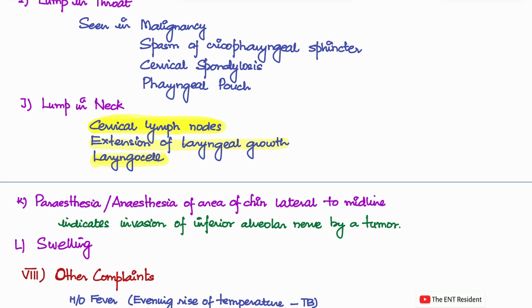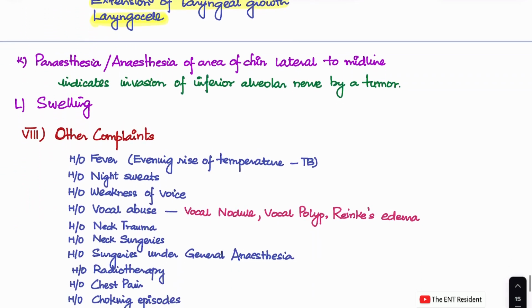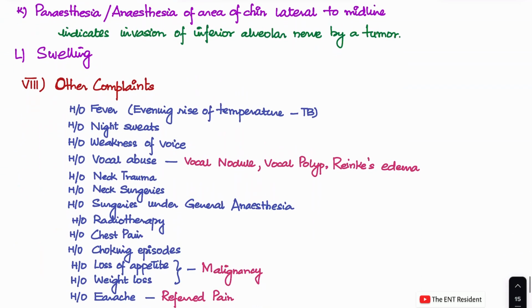So these were all the associated symptoms that can happen. And there are some additional complaints that you have to ask your patient. For example, is there any history of fever? If you see there's an evening rise of temperature history given by the patient, it can help you point towards TB. Or is there a history of night sweats, history of weakness of voice? You can see weakness of voice in cases of TB again.